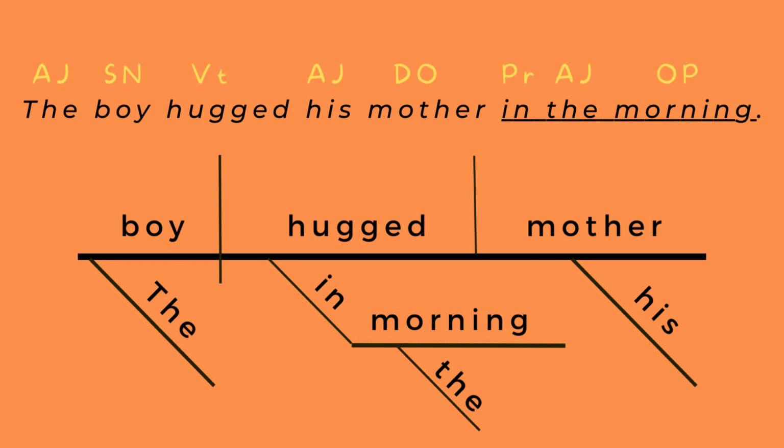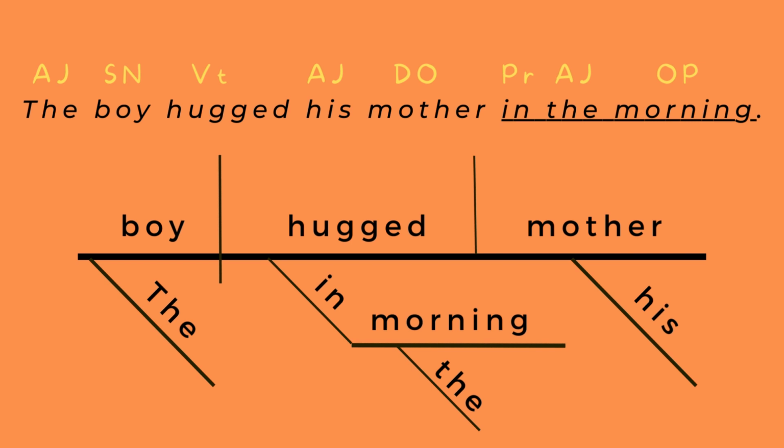And then we're going to go back and kind of look at the rest of our sentence. And we're going to ask ourselves, who or what is this sentence about? Who hugged his mother in the morning? The boy. So boy is going to be our subject, and boy is a noun. So we have a subject noun, and that is how we have labeled it.